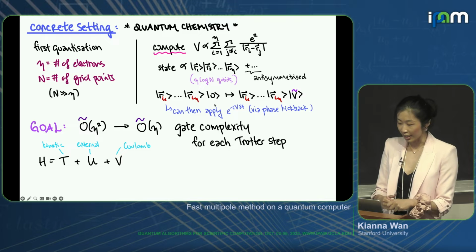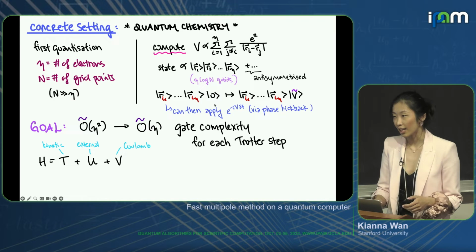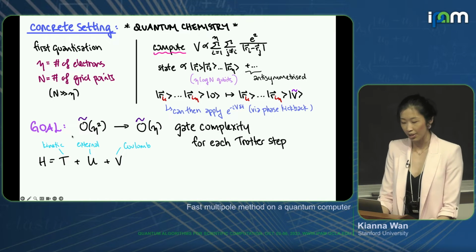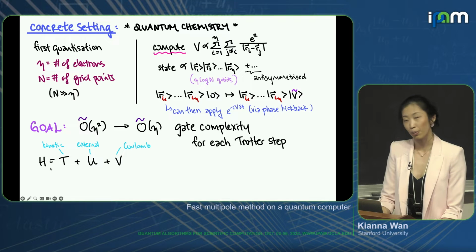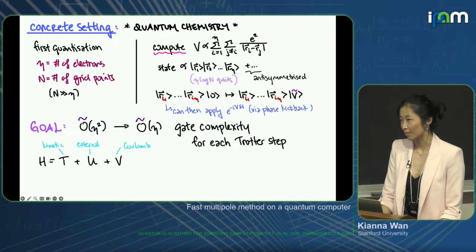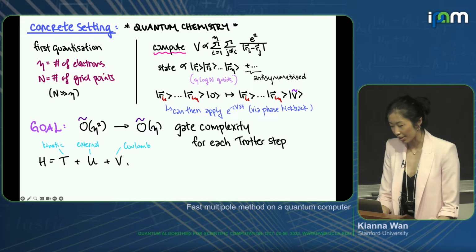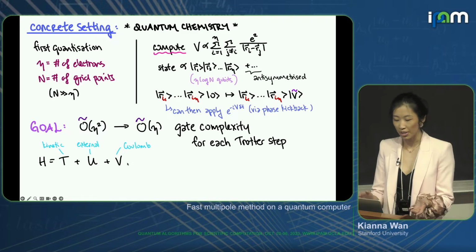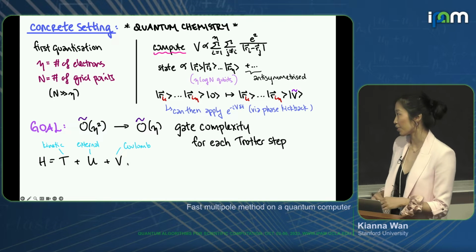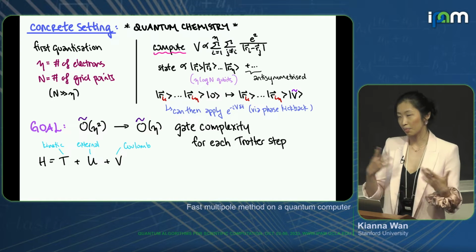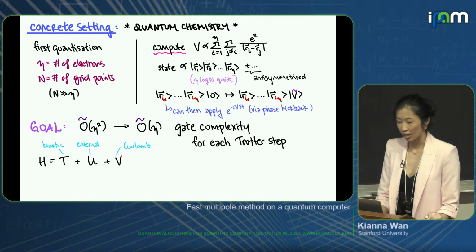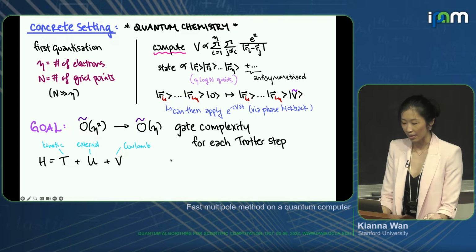Now, more explicitly, our Hamiltonian in this setting is the electronic structure Hamiltonian in real space. So under the Born-Oppenheimer approximation, it has these three terms: the kinetic term T, the external potential energy U, and the Coulomb potential energy V. And implementing time evolution under this Hamiltonian using Trotter or some higher order product formula is bottlenecked by the computation of the Coulomb term V.